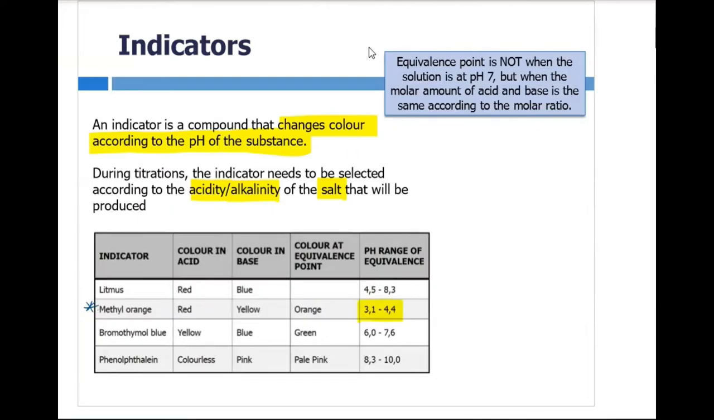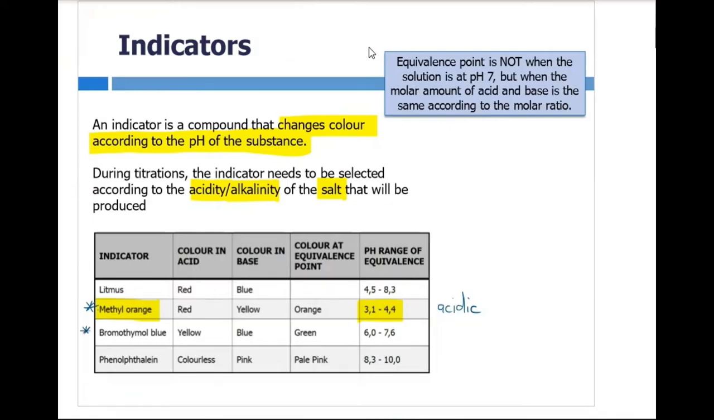Lower than 7 is acidic. So you use methyl orange when you have an acidic salt. Why? Because the pH is very low, which means it is a strong acid. So your salt must have been formed from the reaction of a strong acid and a weak base to make it a strong acidic salt. So if you ever use a strong acid and a weak base, then methyl orange is the right indicator.